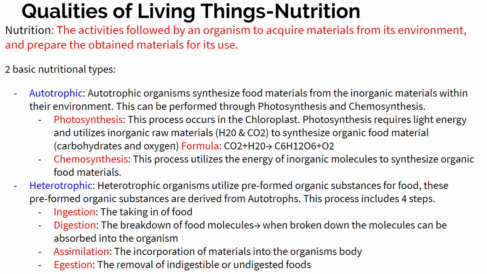There's autotrophic and heterotrophic. Autotrophic organisms synthesize food materials from the inorganic materials within their environment. This can be performed through photosynthesis and chemosynthesis. Chemosynthesis is just the process that utilizes the inorganic molecules to synthesize organic food molecules. Meanwhile, photosynthesis is the process which occurs in the chloroplast.